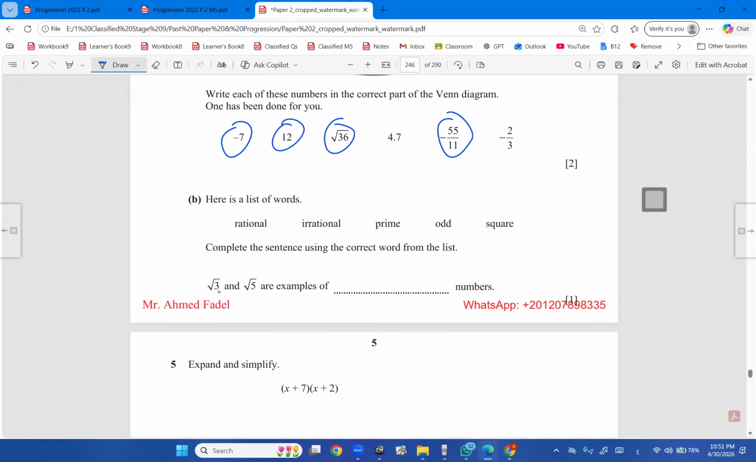Here's a list of words. Square root of 3 and square root of 5 are examples of irrational numbers. They are surds.